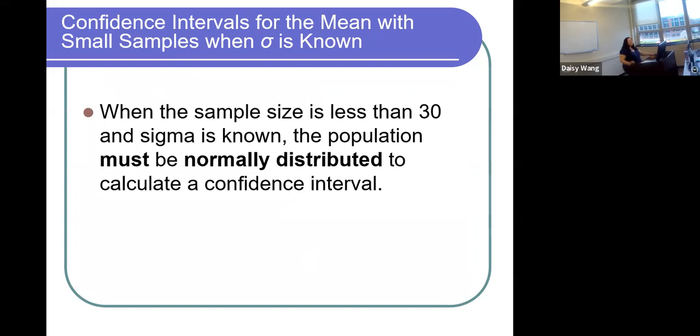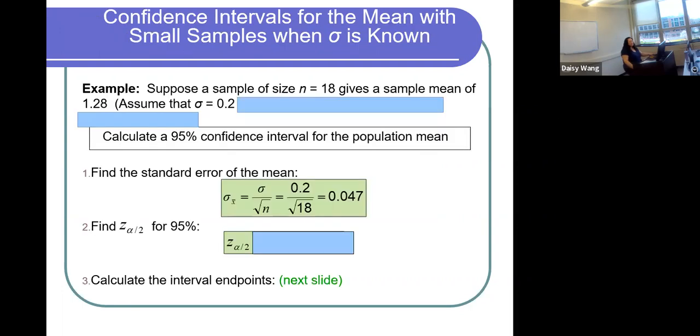So when the sample size is less than 30 and sigma is known, the population should be normally distributed in order to calculate the confidence interval. Otherwise, we can't calculate the confidence interval. So let's say the sample size is n equal to 18, and they give us a sample mean of 1.28. Sigma is equal to 0.2, so how do we calculate the 95% confidence interval?